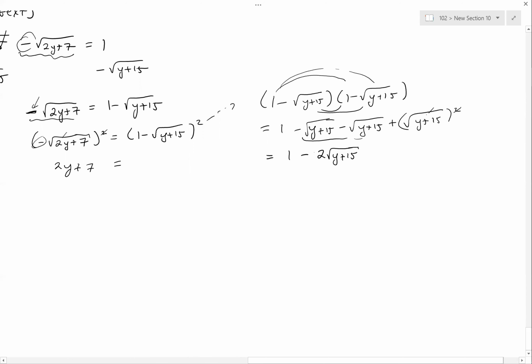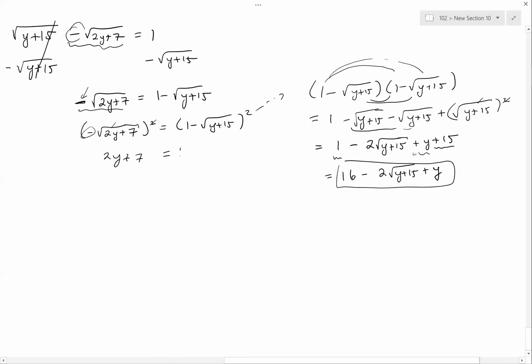And here, the square and the square root will cancel. We're still not done simplifying, and these problems take a little while. I'll end up with 16 minus 2 square roots of y plus 15 plus that y here. So after squaring the right-hand side and simplifying completely, we'll end up with this expression on the right-hand side.